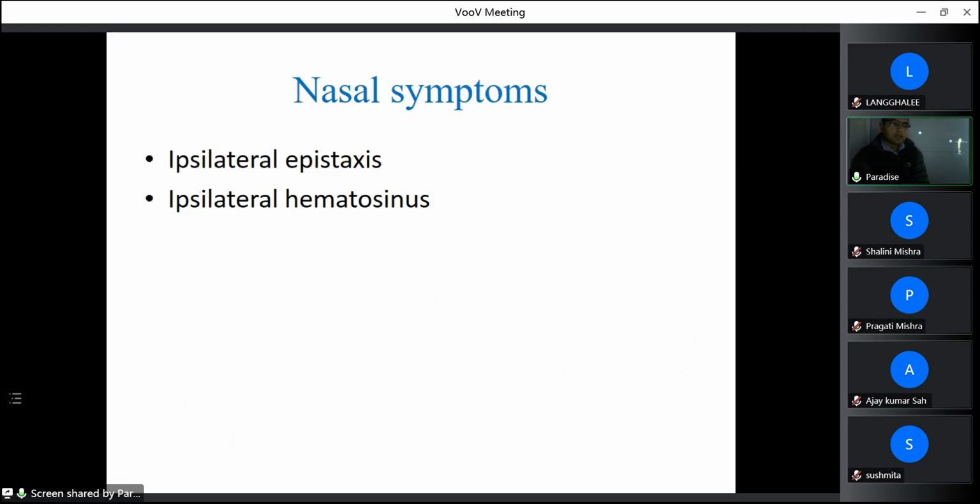In the CT scan, you will find the ipsilateral hemosinus. The maxillary sinus will be accumulated with blood. You will find the blood level in the maxillary sinus.